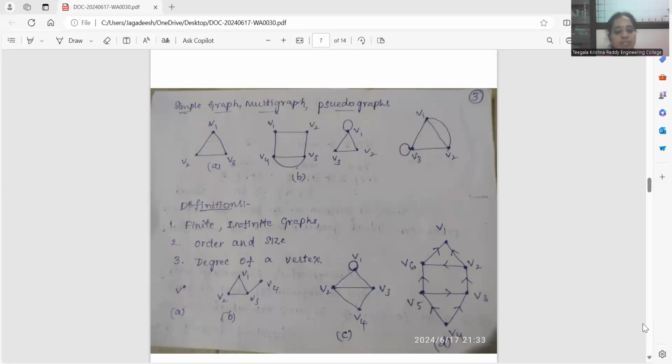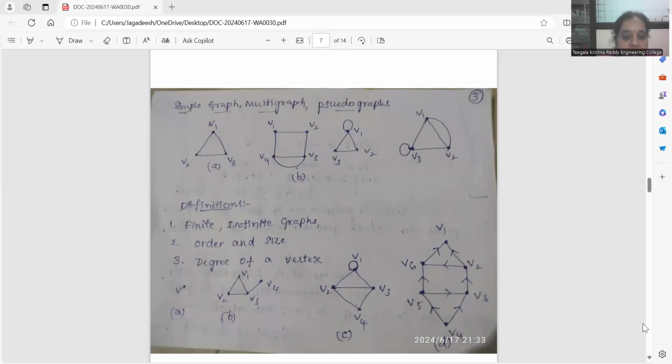Basically, throughout graph theory, we are studying only finite graphs. Next, we have order and size. So, what is the order? The number of vertices in a graph is called the order, and the number of edges in the graph is called the size. So the number of vertices is the order, and the number of edges is the size.